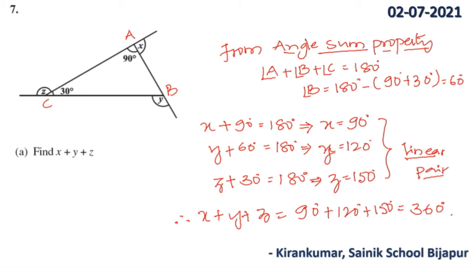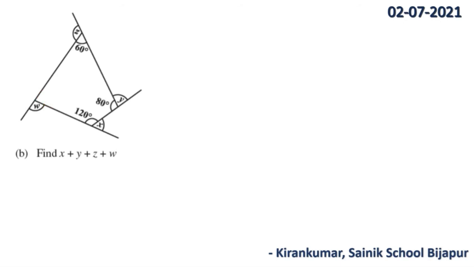Let's look at the next question. Here the given figure is a quadrilateral. As I mentioned, if all the exterior angles are there, the sum must be 360 degrees. Let's verify that. Let me mention this figure as KLMN.